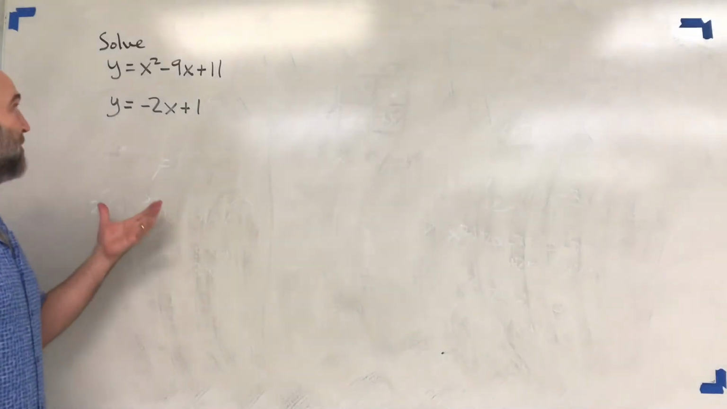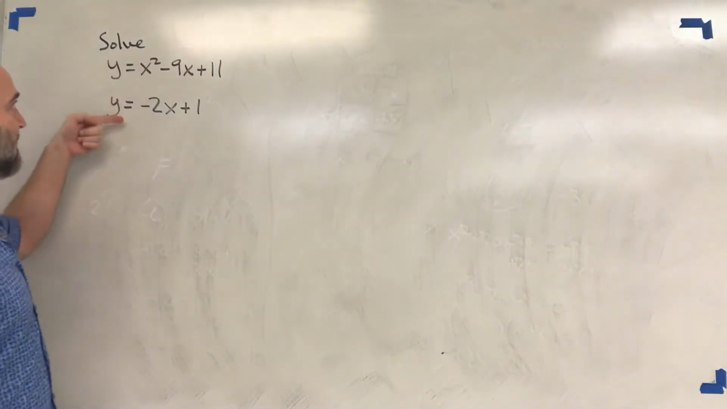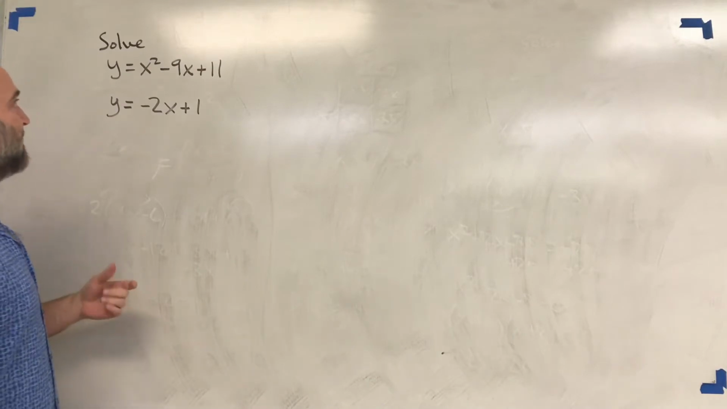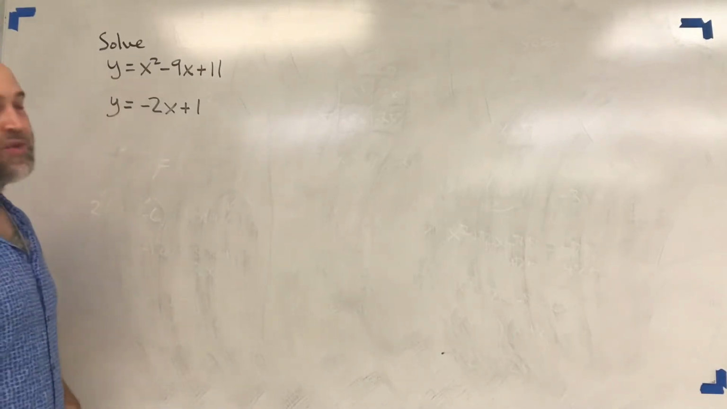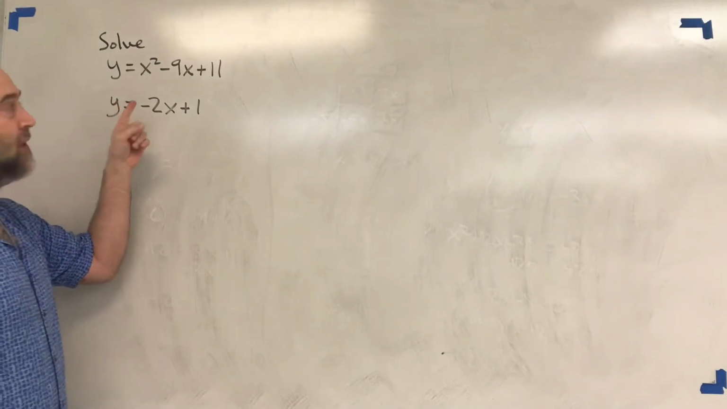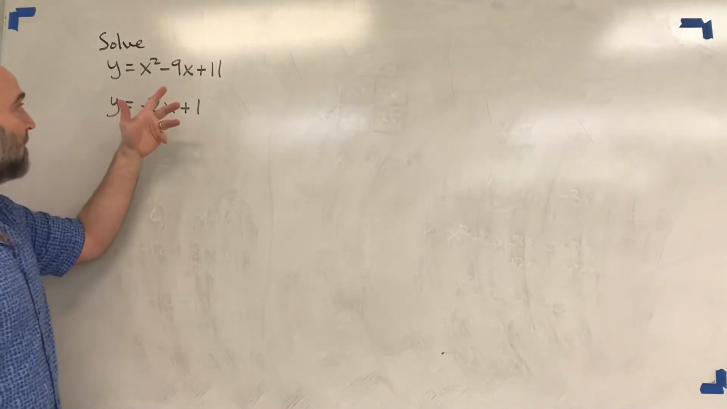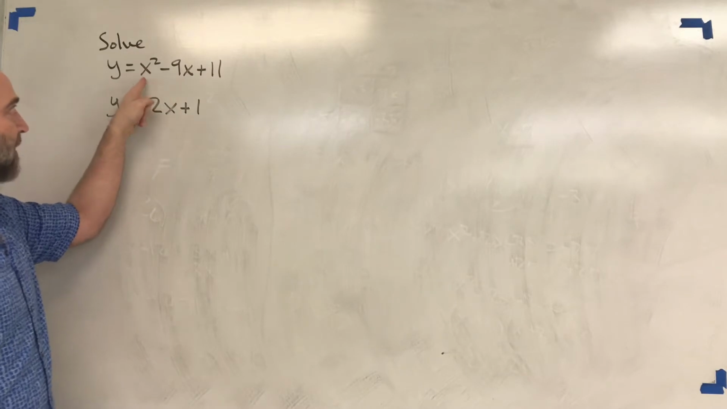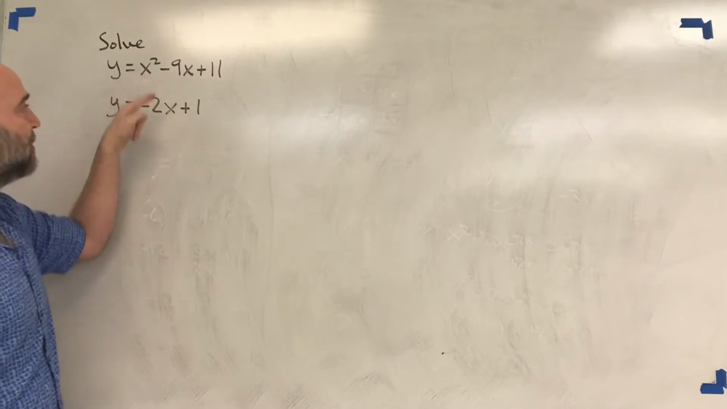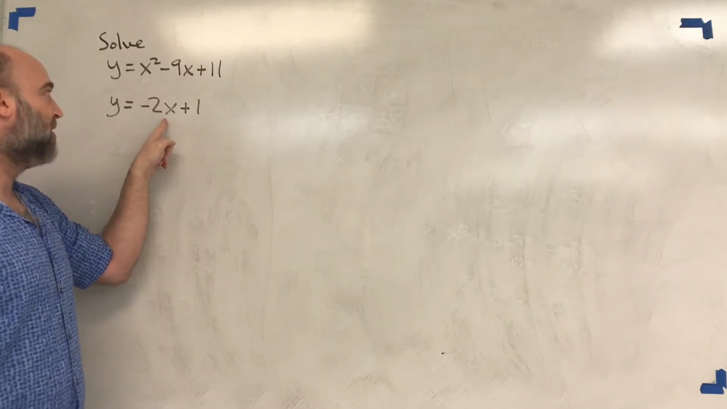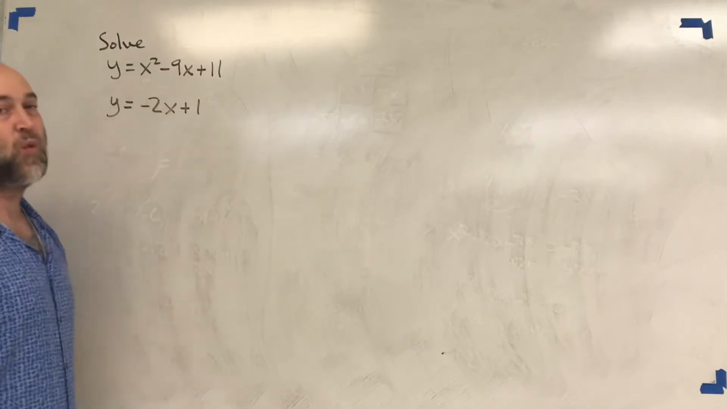We are asked to solve this system of equations. System meaning more than one, and equation, of course, it has the equal sign. So right away, hopefully you can see that these are not comparable or not the same. We have a quadratic, the degree is 2 on this one, the biggest power is 2, and we have a linear equation for this one, the biggest degree on x is 1.